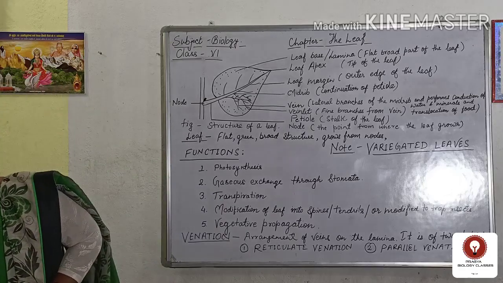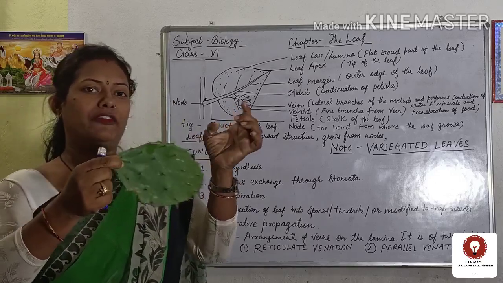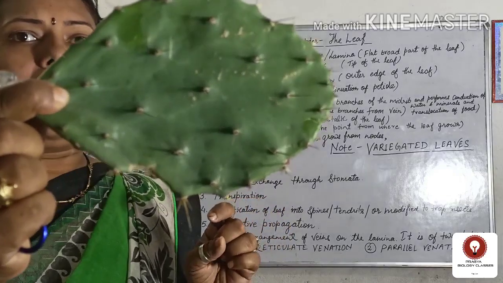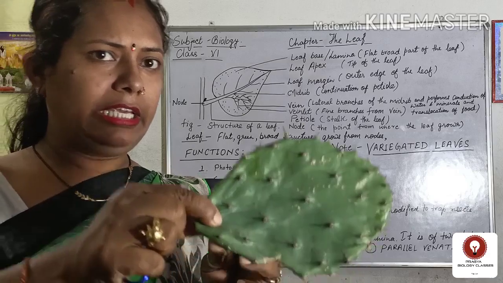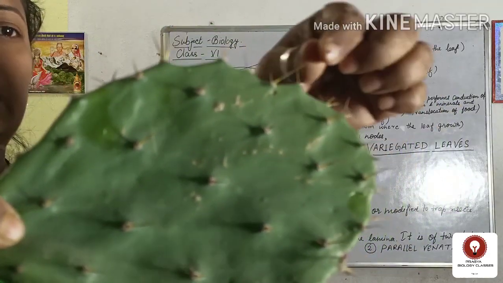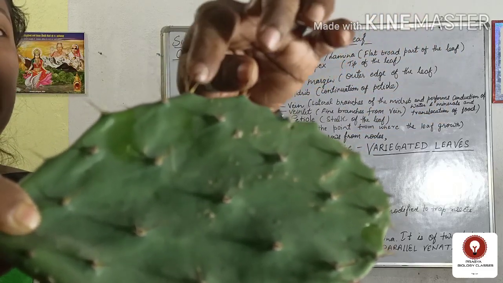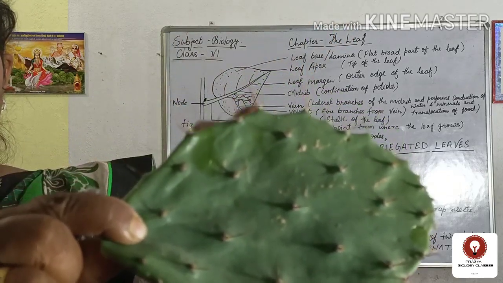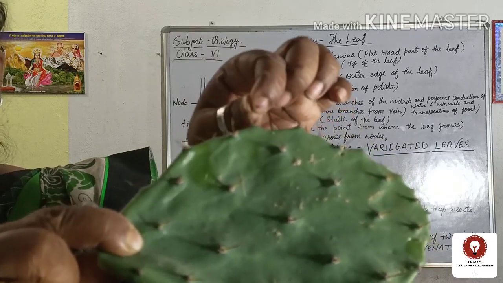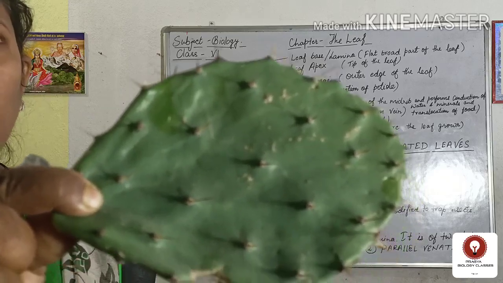For example, I have collected one cactus. This is the stem of the cactus, and here the structure is clearly visible, present on the stem. This structure is spines, and I want to tell you here that the leaves are modified into spines or thorns, and these thorns prevent the excess loss of water.